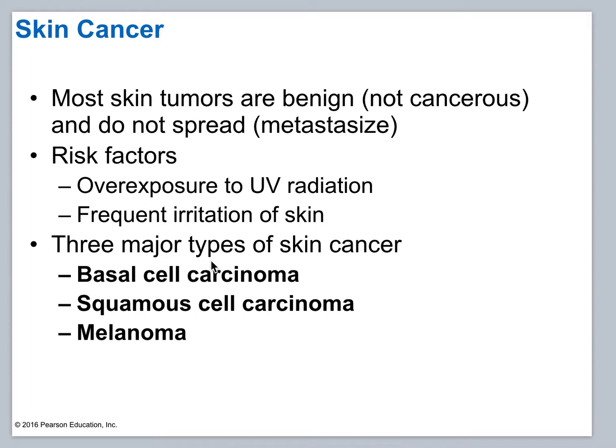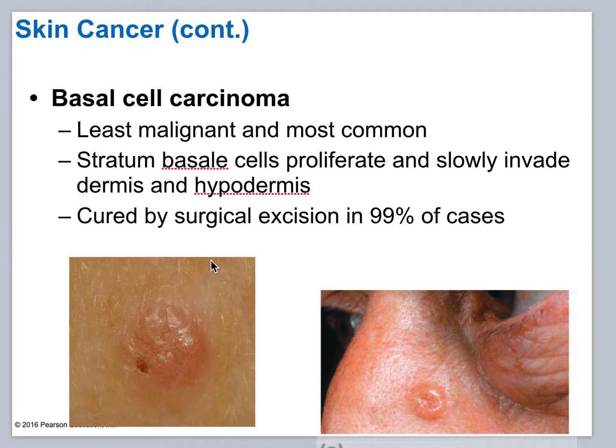The risk factor for skin cancer is overexposure to ultraviolet radiation. Period. That's the number one risk factor. Any skin cancer comes from radiation, ultraviolet radiation, sun exposure. We'll look at three types of skin cancer. First is the basal cell carcinoma. This is the least malignant and most common of the three.